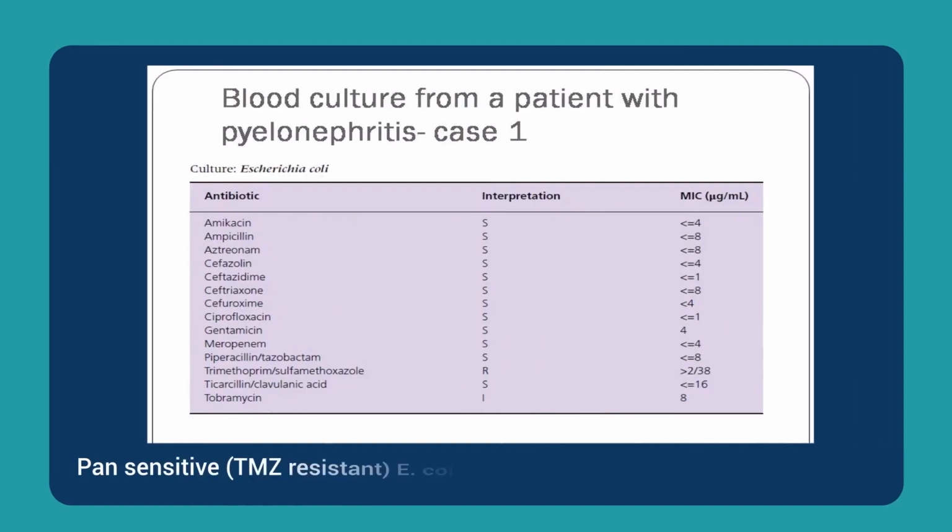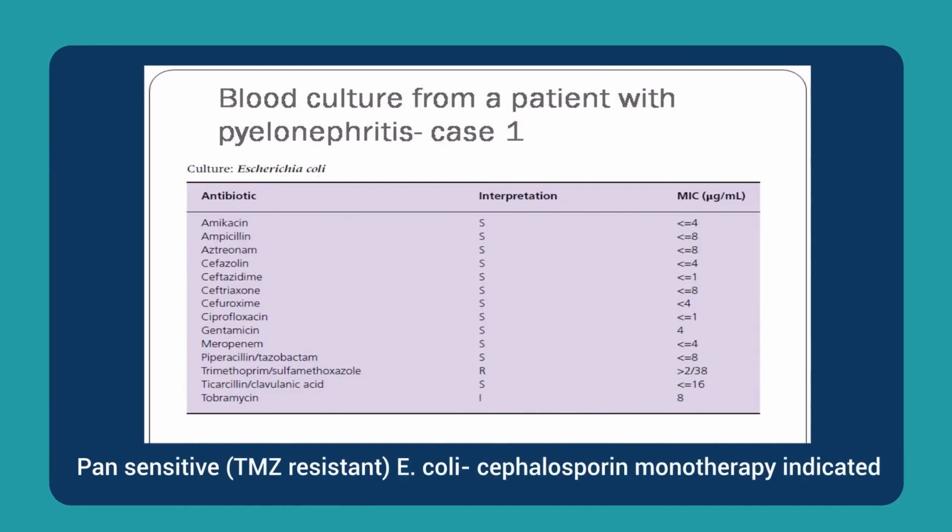Now let's move on to some gram negatives. This is a report of a patient's blood culture who has a pyelonephritis. So the culture from the blood grew Escherichia coli and the susceptibility report looks like this. On the initial glance, all the drugs look susceptible except trimethoprim sulfamethoxazole. So usually the choice of antibiotic here would be the narrowest spectrum possible. That is, a third generation cephalosporin monotherapy is definitely indicated. Something like cefotaxime or ceftriaxone can be used.